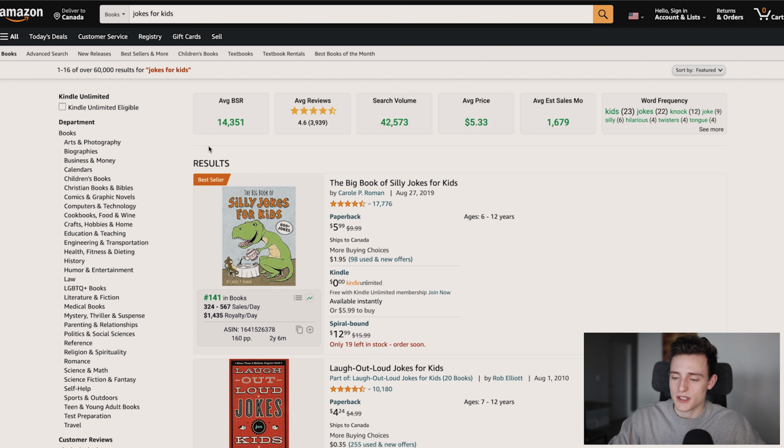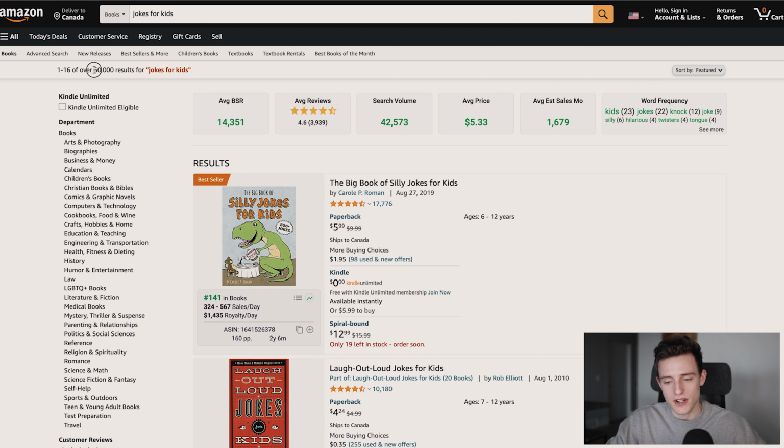And the next two examples I'm going to show you are examples of very, very high search volume and what you can expect to see when you find this kind of thing. So looking at this particular keyword, the average BSR is very low, very healthy. It's under 20K. It's at 14,000 right now. So obviously there's a lot of people buying these books.